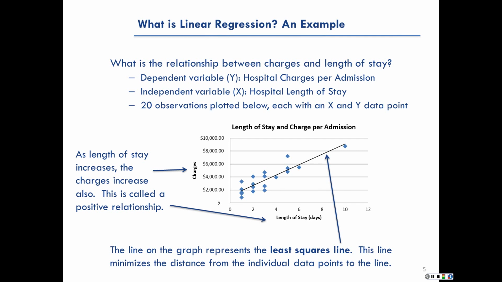You can see that as the length of stay increases horizontally, the charges also tend to increase vertically. This would be called a positive relationship, which is something we discussed in our module on correlation and association. The line on this graph represents the least squares line. This is the line that minimizes the distance from each of those individual data points to the line on the graph. You can see there, based on the coordinates, that if you had the coordinate of x and you just had that line, you could move up and find a predicted y coordinate.